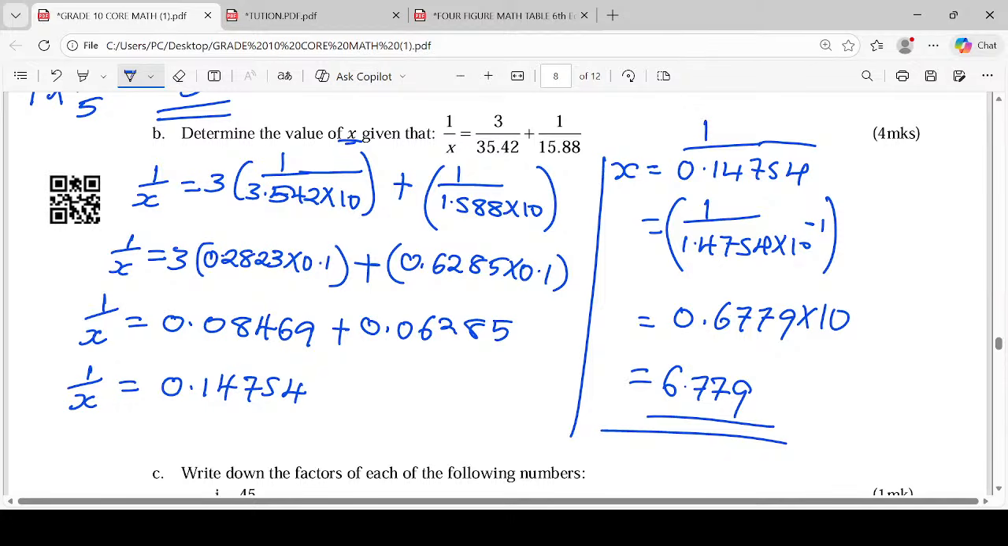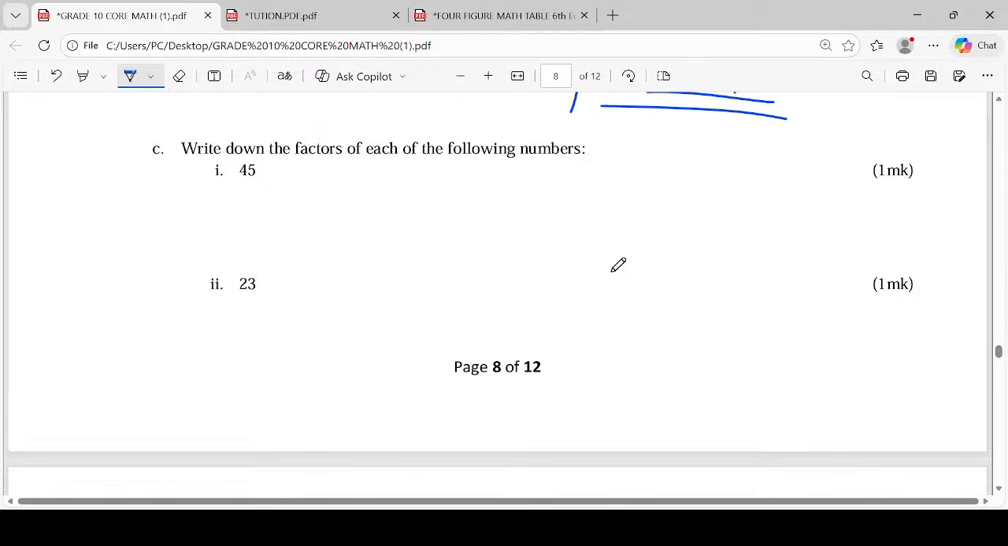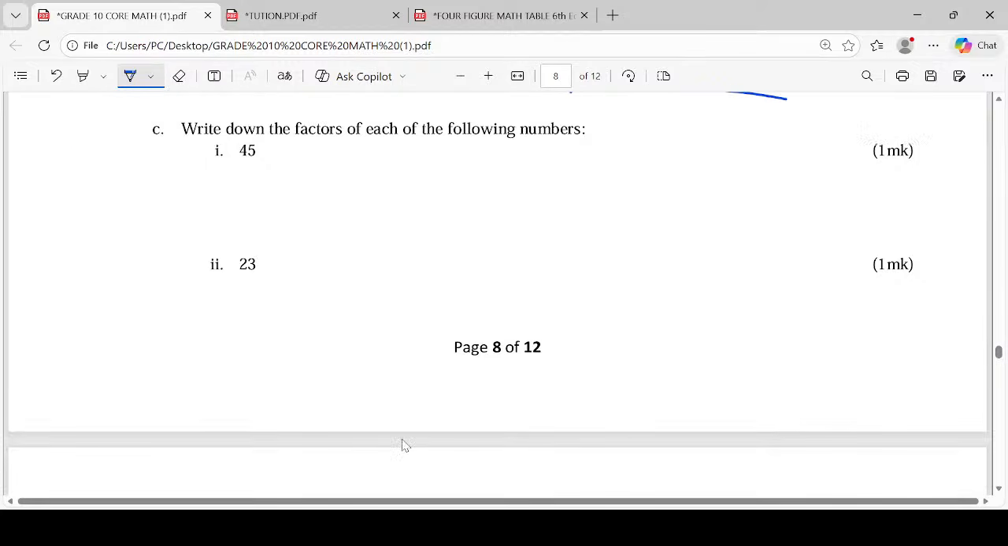Let us have a look at the next part of the question paper. That is part C. Write down the factors of each of the following. 45. What are the factors of 45? How do you get the factors of 45? You have here 45, you go 3 here 15, 3 here 5, 5 here 1. So when you're asked about the factors of 45, we have 1, 3, and 5.